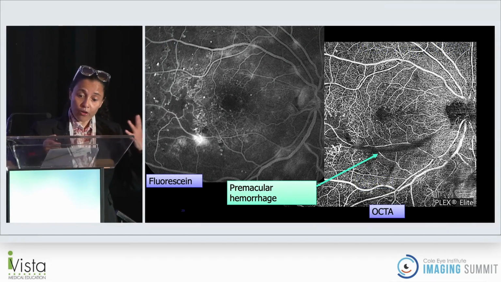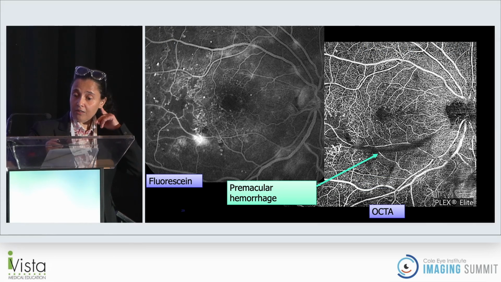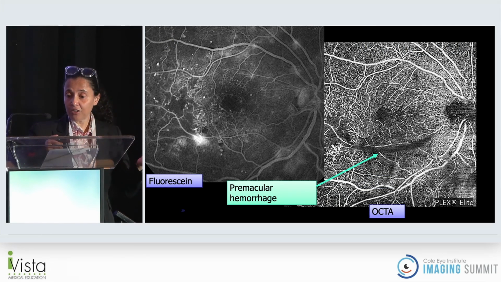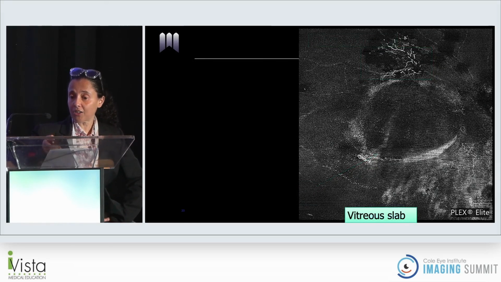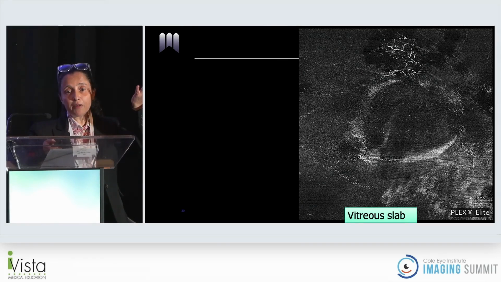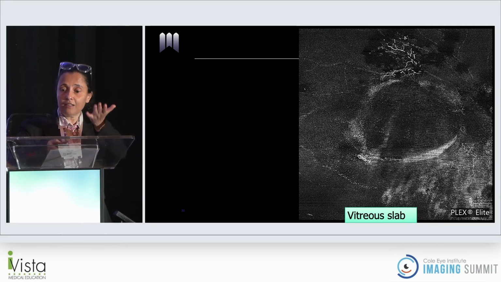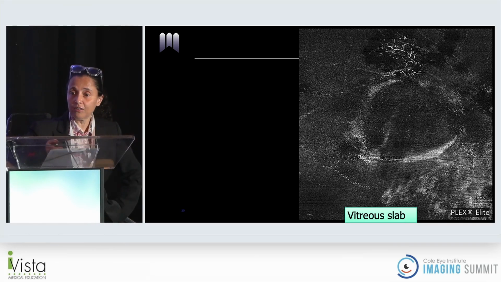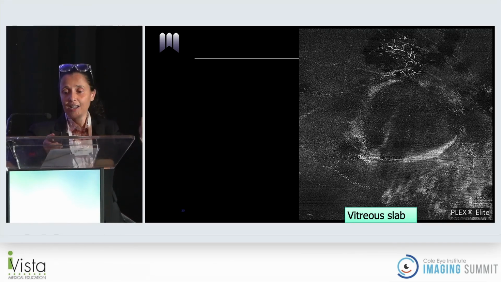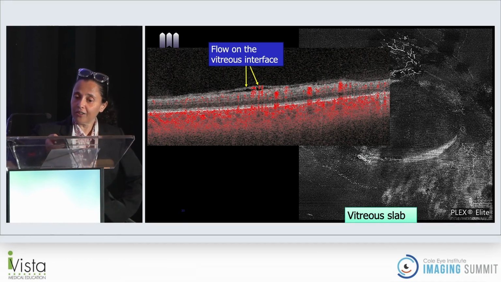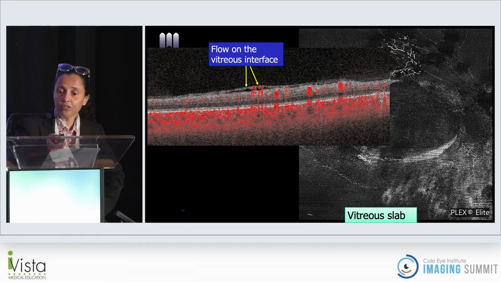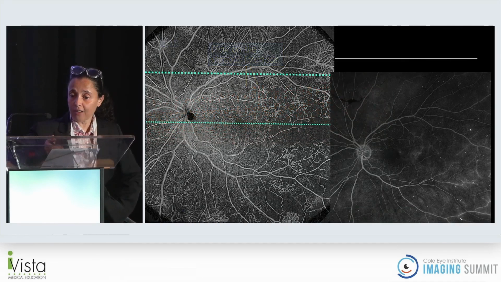When you get more images, and especially if you're looking for neovascularization, it's really nice to have the en face view, but also to look at the cross-sectional scans. You could move the slab up into the vitreous, and you could see that these are large neovascular lesions here in the vitreous, because you could basically slide your slabs up and down, but you can also look at the cross-section. You'll see the flow here on the back of the vitreous. So that tells you this is neovascularization elsewhere.